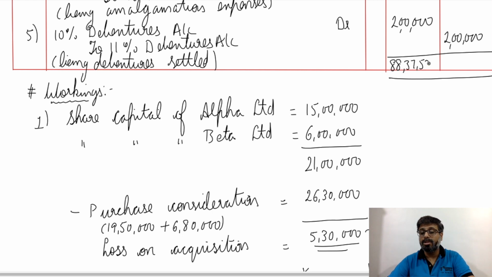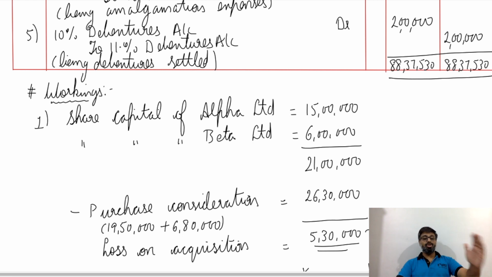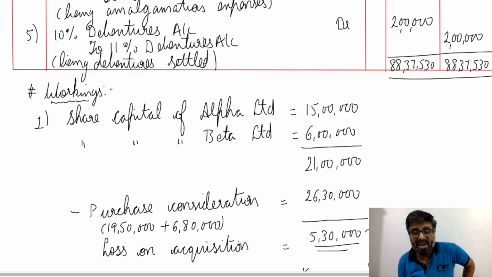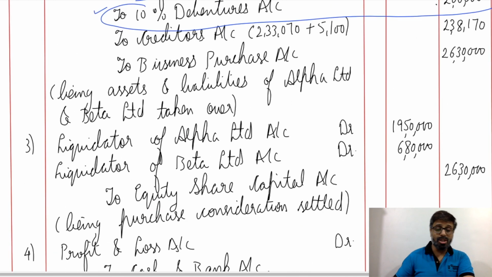Okay, 88,37,530. So here, out of the 7 entries, we have only 5 entries. Which 2 entries don't we have? We don't have the issue of shares in the public, and we also don't have establishment or incorporation expenses. So out of 7 entries, only 5 entries were passed in the company's books. Now the journal entries are done.